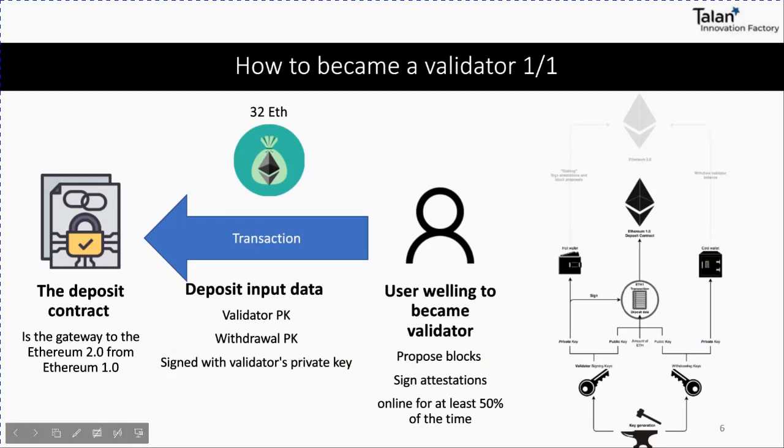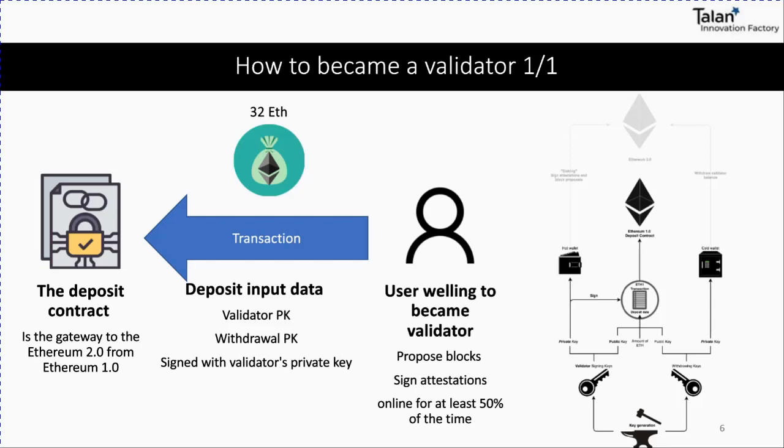Okay, for this part we are going to talk about how to become a validator, and go through the different steps required for this to happen. As usual, we will need keys, but the special thing about Ethereum 2.0 is that we need two pairs of keys, because one will be used to sign the transactions and the other will be used to withdraw the money that you staked.